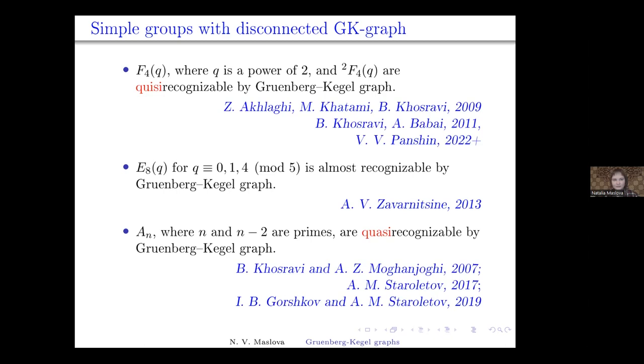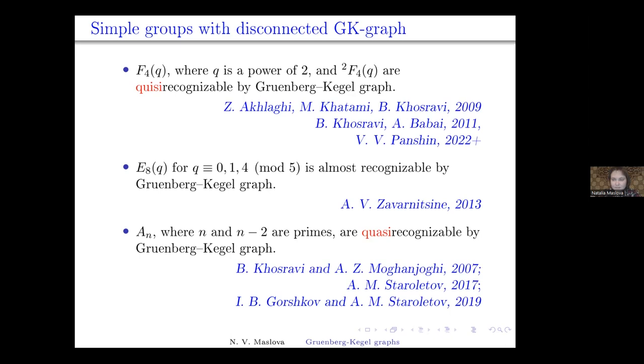Q is a power of 2 graph. And what about EHQ? This case was ruled out partially around 10 years ago. And he has considered this case, that Q equals 0, 1, or minus 1 modulo 5. In this case the Gruenberg-Kegel graph of this group has exactly 5 connected components. And the alternating groups were considered by Hasravi, by Staroletov, and by Staroletov and Gorshkov. And these groups are known to be quasi-recognizable by Gruenberg-Kegel graph.